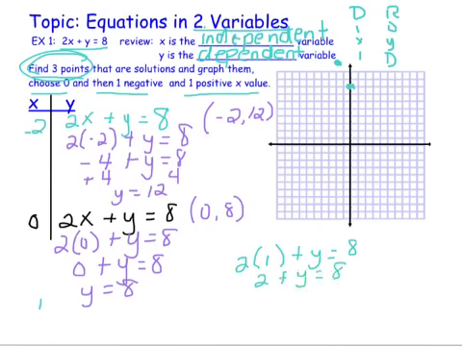Okay, I'm trying to get y by itself, so I've got to get rid of that positive 2. Subtract 2 from both sides, and I get y equals 6. So my coordinate is 1, 6. Because this was my x, and then we found out that y was 6. So let's go ahead and graph that. I can go over 1 and up 6. Put a little dot right there.